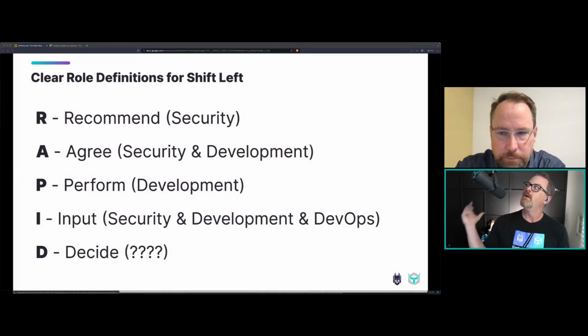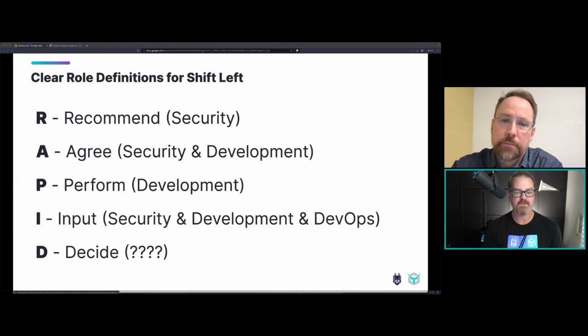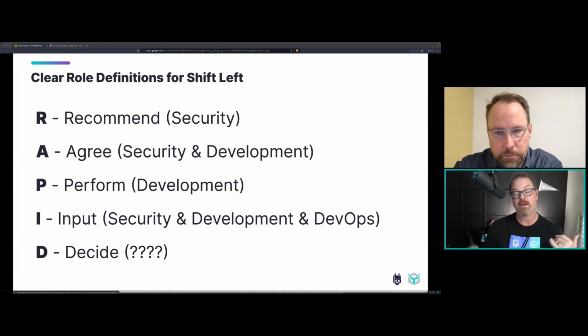A lot of people may know about RACI, and RACI is a really good thing, except it doesn't have a person or a group who makes decisions. It's just a lot of people who are like, I'm responsible, I'm accountable, and I have input, and I don't like any of this. Now we're at a stalemate because RACI didn't help us figure out what to do, or no one is the decider. That's why I like the RAPID framework, because someone is a decider here.